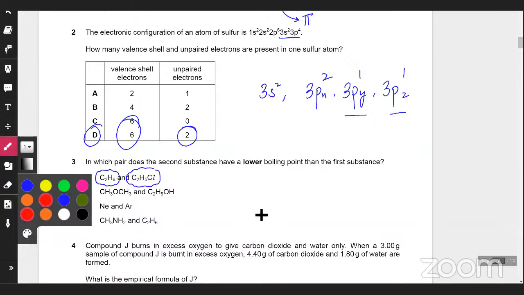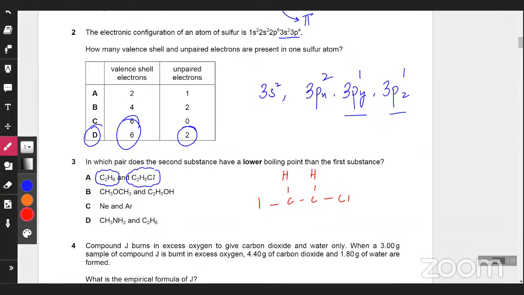Permanent dipole. It's going to have permanent dipole because the carbon hydrogen bonds are non-polar. They have almost the same electronegativity. But the Cl is very electronegative, so it's going to pull the electrons towards this side. So this side would be negative, and the rest of the molecule would be slightly positive. So there's going to be permanent dipoles as well.